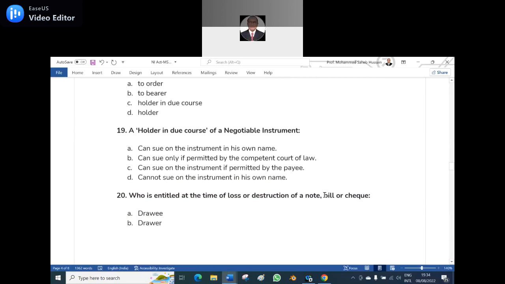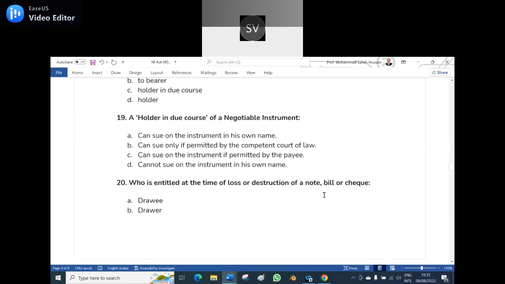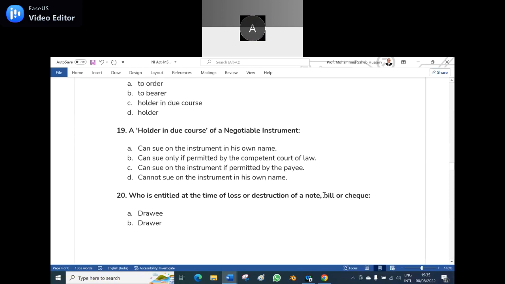19th question. A holder in due course of a negotiable instrument: option A, can sue on the instrument in his own name. Option B, can sue only if permitted by the competent court of law. Option C, can sue on the instrument if permitted by the payee. Option D, can sue on the instrument in his own name. Option A. Yes, option A is the correct answer. Can sue on the instrument in his own name.